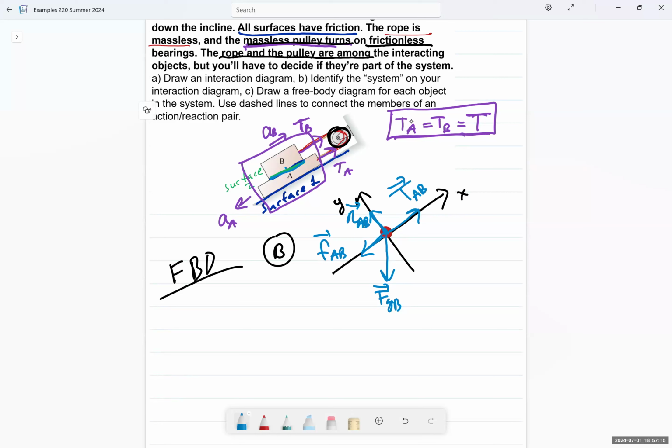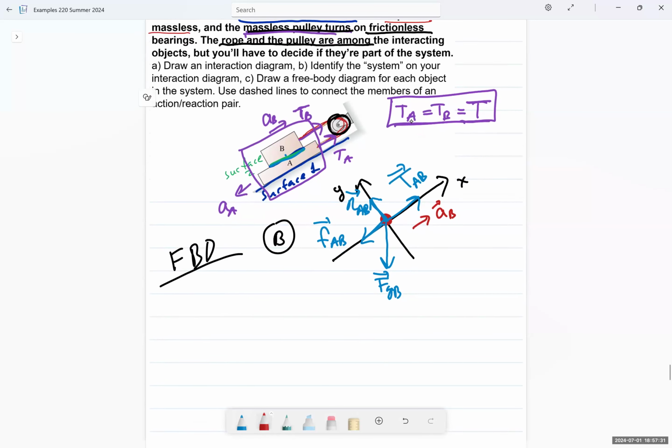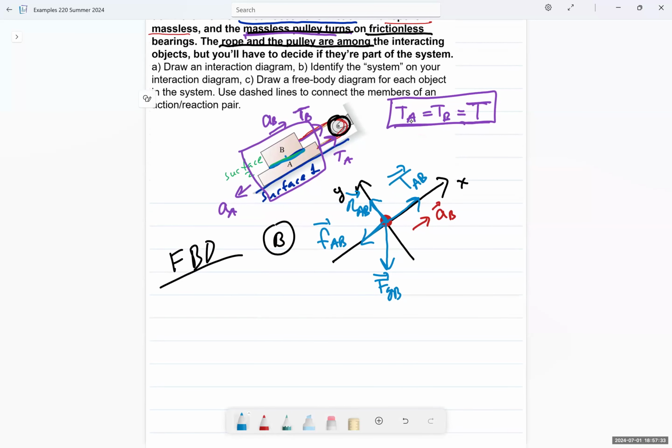And it is a kinetic friction because they're accelerating. All right, so this is going to be the free body diagram, all the forces acting on B. And it's going to accelerate upward with that acceleration. Okay, so let me know if you have questions. Let's look at then A.